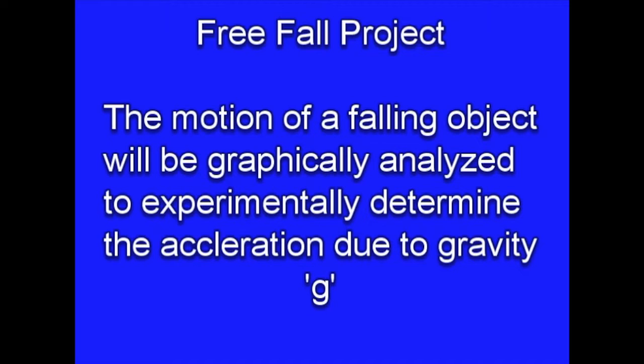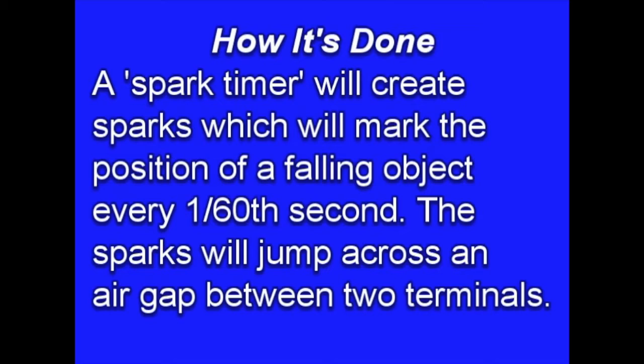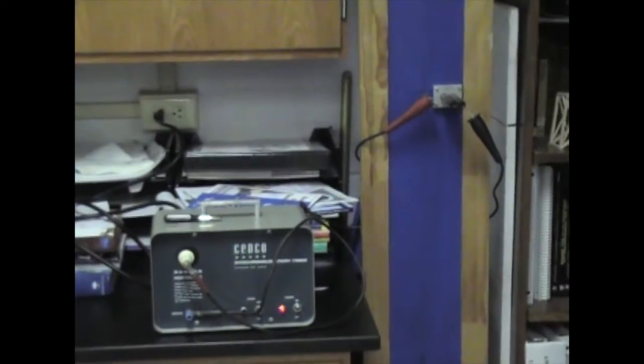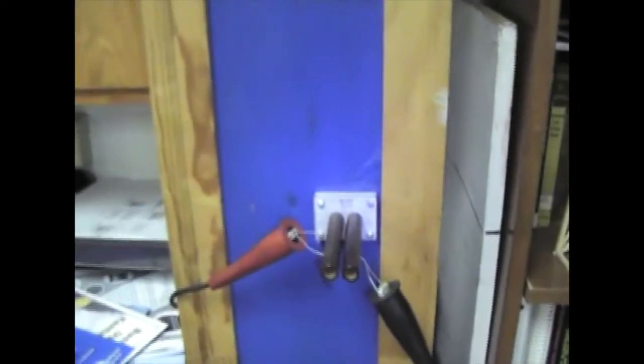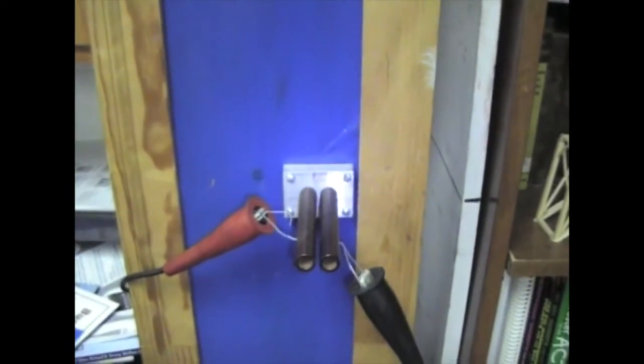We're going to use a device known as a spark timer. The spark timer takes the voltage from the wall, steps it up, and sends out a spark every 60th of a second. When it sparks, it burns a hole through a piece of paper, and we can measure the distance from the first burn mark to all the others to figure out the acceleration due to gravity. Here's where you can see the spark timer work and hear the sound.